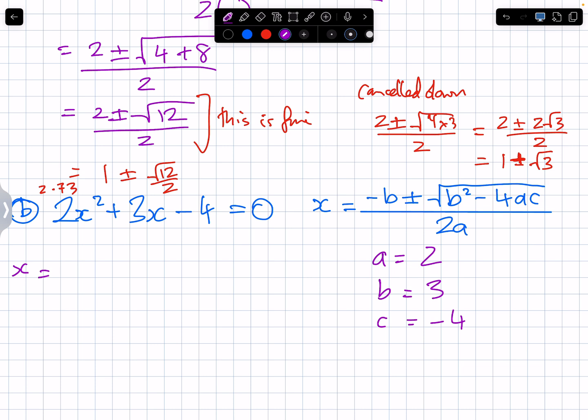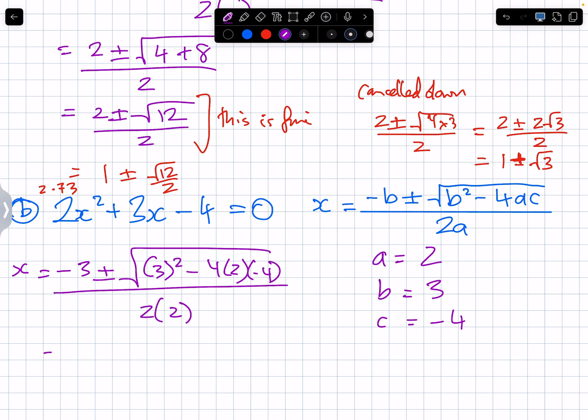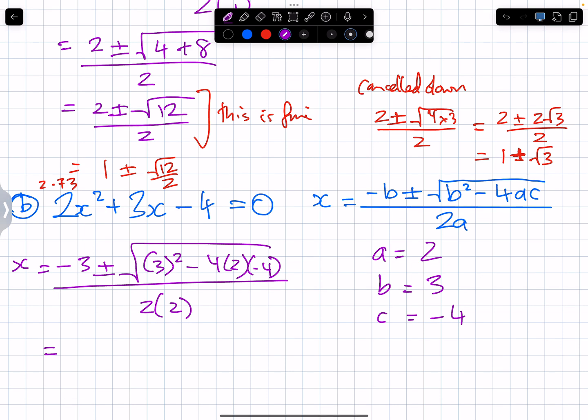Equals negative b. So it's going to be -3 this time. Plus or minus 3 squared. Take 4 lots of a, which is 2, and c, which is -4. All divided by 2 lots of 2. Baby Mr. T, put the little plastic shapes into the little bowl. -3 plus or minus 3 times by 3, 9. Take, what's -4 times by 2? -8. -8 times by -4, positive 32, over 4. What's that going to be?